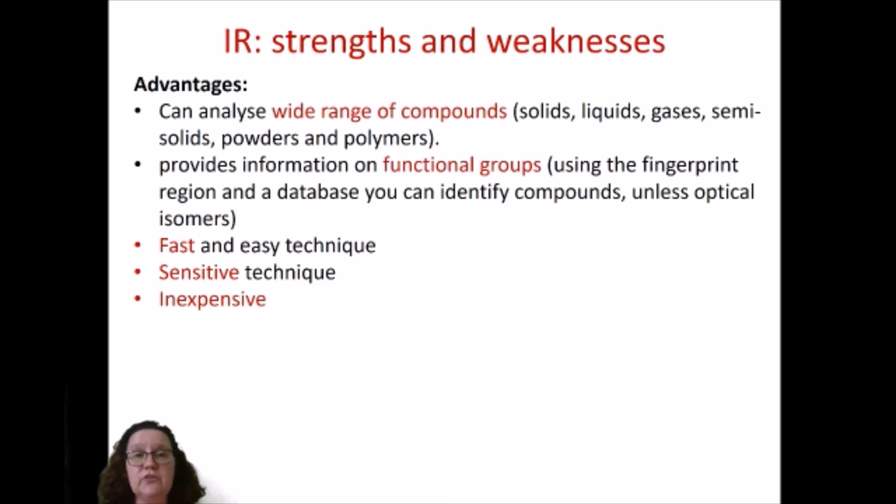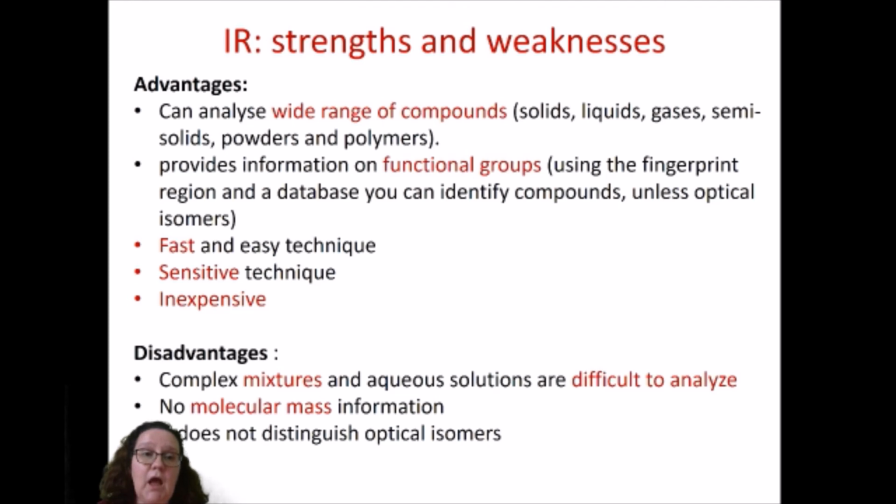The only difficulty or limitation is that it cannot distinguish between two enantiomers because they have the same structure, so the vibrations will be identical. It's fast and easy to use, it's very sensitive, and it's relatively inexpensive. An infrared spectrometer will set you back a few thousand pounds rather than the £100,000 that a gas chromatograph mass spectrometer, for example, can cost. As with anything, it has some limitations.